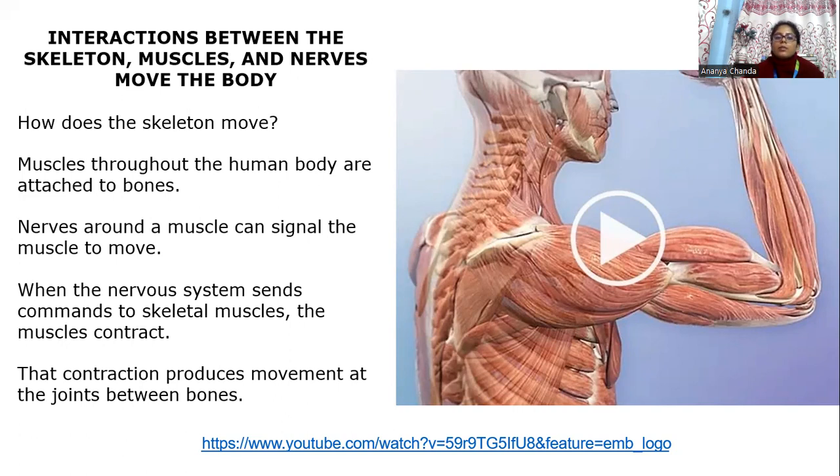Nerves are attached around the muscle, which actually accepts the signal, and that signal passes to the muscle for the movement. When the nervous system sends commands to the skeleton's muscle, the muscles contract. This contraction produces the movement at the joints between the bones.